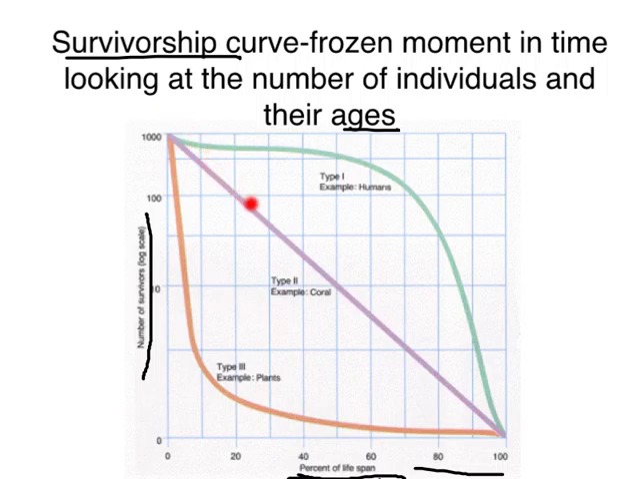Type 2 survivorship is this one here where it's a constant mortality. You're no more likely to die here than you are here, okay? Notice the slope of this line doesn't change. That means that it's constant, okay?